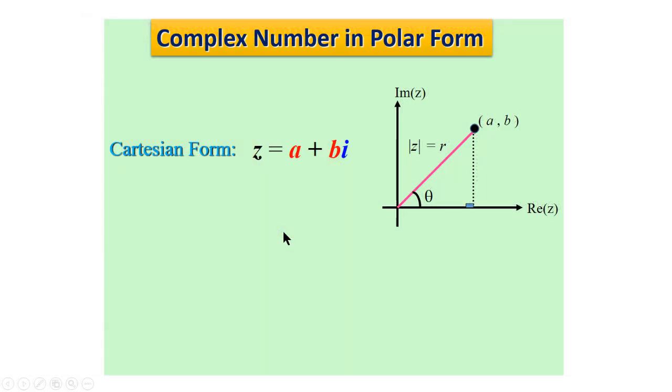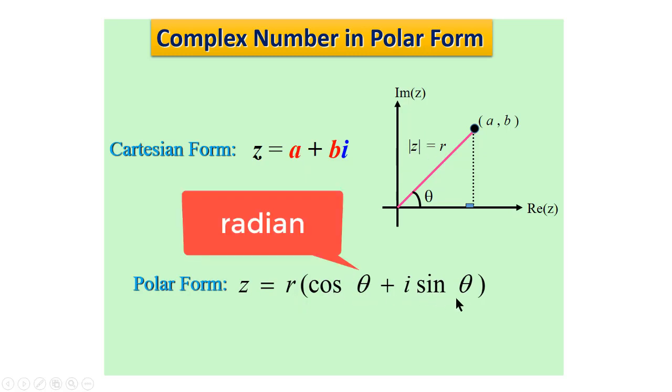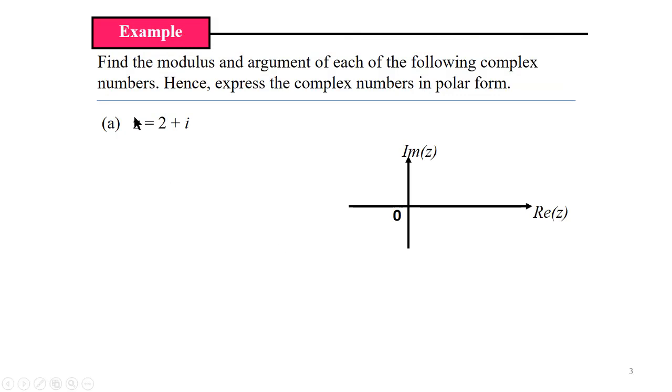How do we write a complex number in polar form? We have the Cartesian form like this, so the polar form is r cos theta plus i sine theta, where theta is in radians. So the first example: find the modulus and argument, hence express in polar form.